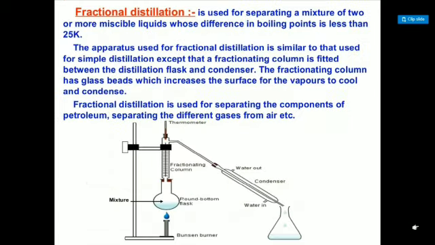Another distillation method is fractional distillation. It is used for miscible liquids whose boiling points are not quite different, with a difference of less than 25 Kelvin only. Then a special type of apparatus is used for fractional distillation. The condenser is there, and the tube with the fractional column, or fractionating tube, which is used here is special, and then you can separate the mixture.